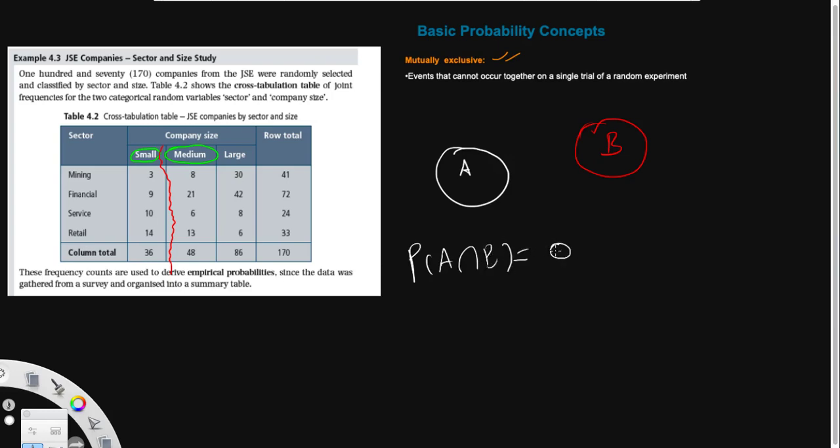So it's when two events cannot occur together. You can either have a small company or a medium company. You cannot have a company that is small and medium. So that's what we mean by mutually exclusive.